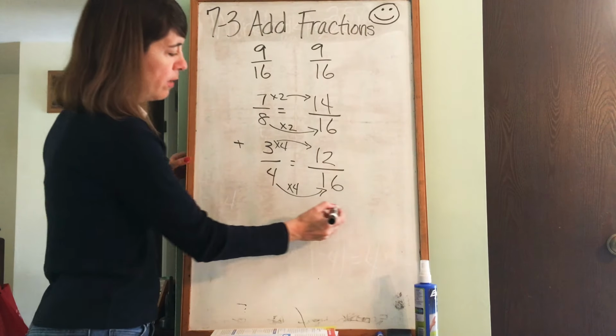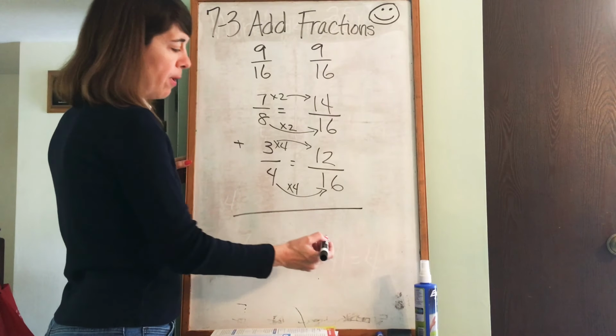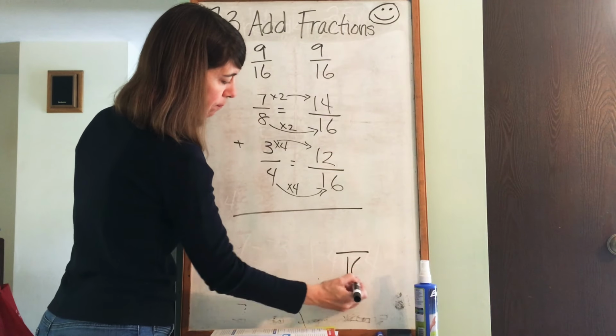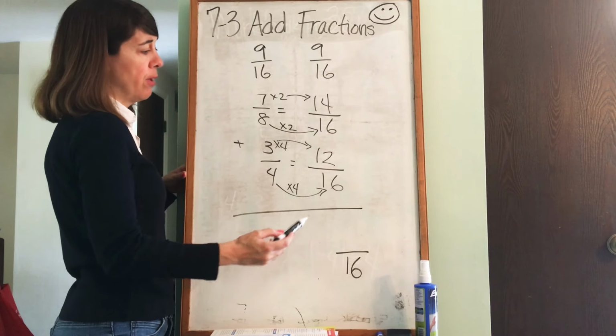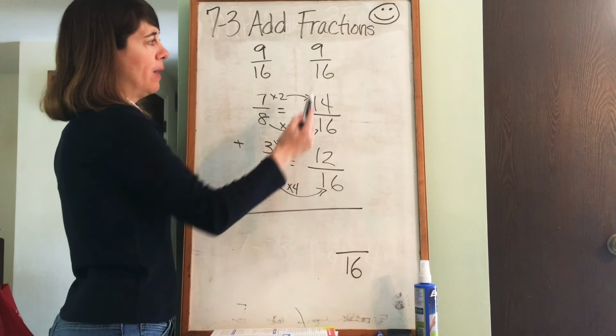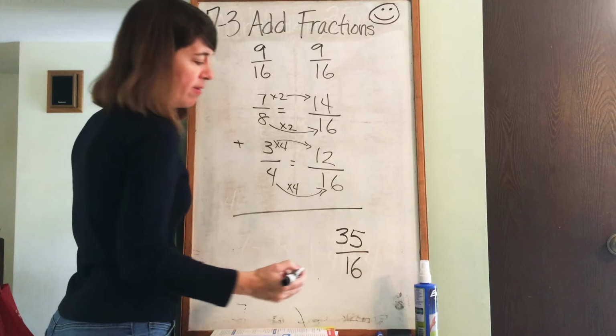So now we need to do our adding. Remember, when we're adding, we keep our denominator, which we've already determined is 16ths. And then we've got to add the numerators. We've got 12 plus 14 is 26. 9 more is 35. So we're at 35/16.